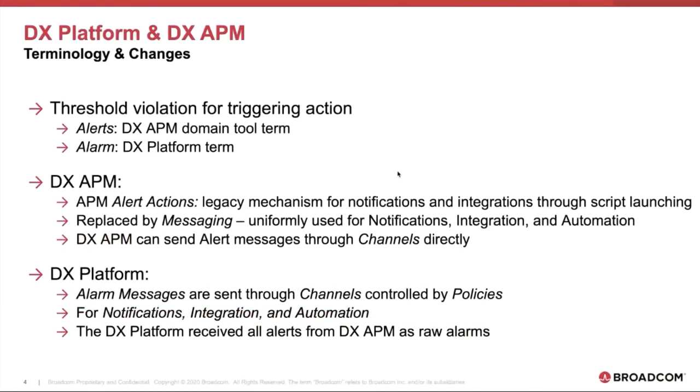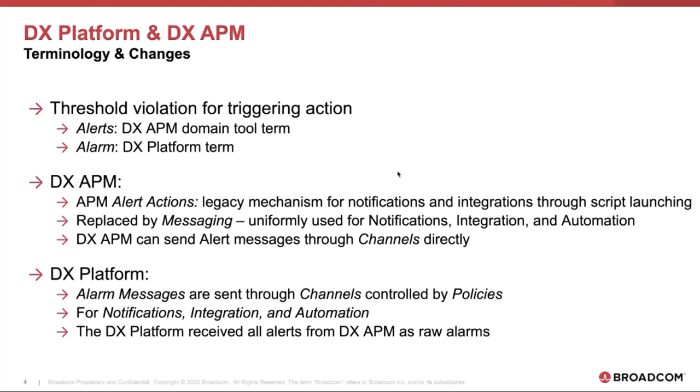Don't be confused by DX APM using the term alert and the DX platform using the term alarm. It is the same thing. All alerts triggered in DX APM flow into the DX platform as raw alarms, and they all participate in OI alarm processing, more specifically alarm analytics. In previous versions of APM, we were able to specify actions and even different actions for caution and danger. Actions have, however, been replaced by the more general messaging capability. This video is about how you use this in DX APM.